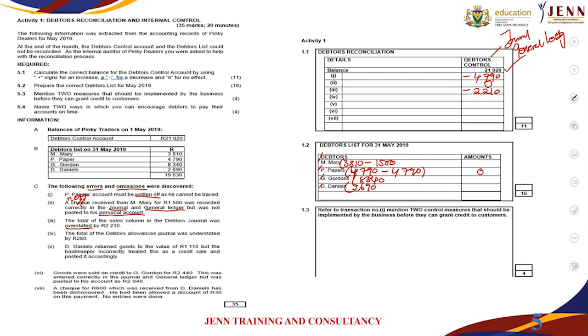Then Roman 4 says the total of the debtors allowance journal was understated by 280. Any school, where do we go? Any school? Where are we going to record this one? In the absence of any answer from any school, I will take it upon myself. Now let's remind Ikaelelo. Ikaelelo, over to you.